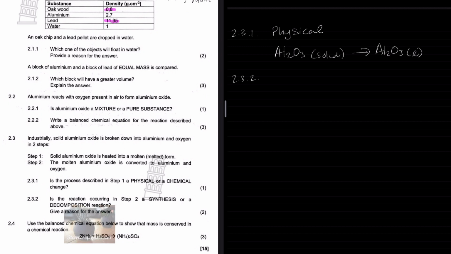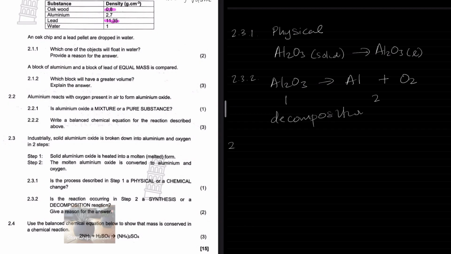So again, it's the same compound, it's just in a different state. 2.3.2: Is the reaction occurring in step 2 a synthesis or decomposition? Give a reason. So step number 2 says the molten aluminium oxide is converted to aluminium and oxygen. So Al2O3 is converted to aluminium and oxygen. So basically we're getting 2 products. So whenever you have one thing becoming 2 or more things, that's called a decomposition reaction. Right? And so our reason again, you have one reactant becoming many products.